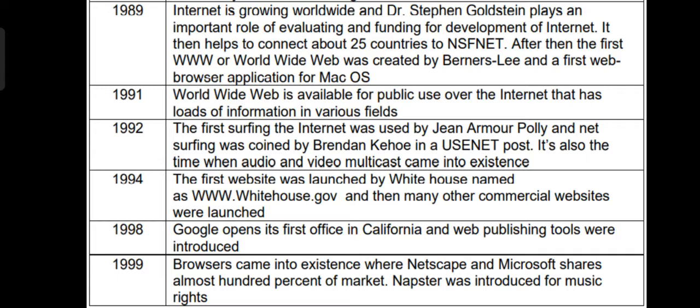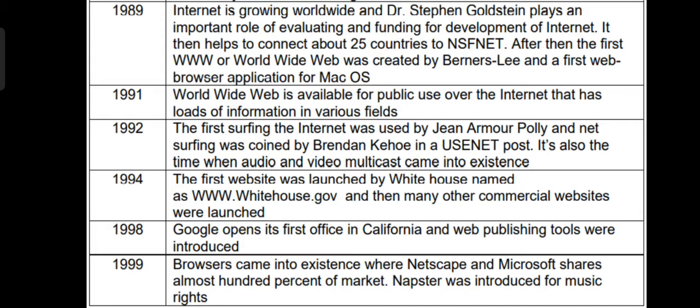In 1991, the World Wide Web became available for public use over the internet, with a load of information in various fields. In 1992, the first surfing of the internet was done by Jean Armour Polly, and net surfing was coined by Brendan Kehoe in a Usenet post. It's also the time when audio and video multicast came into existence.